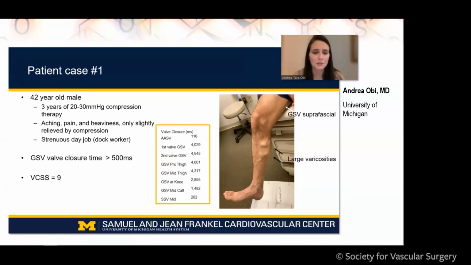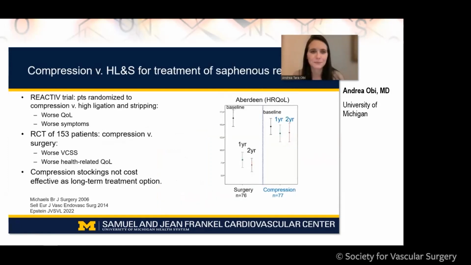He underwent duplex ultrasonography and was found to have a valve closure time in the GSV of greater than 500 milliseconds from the junction all the way down to the mid-calf. His VCSS score was 9. So how should we approach this patient?